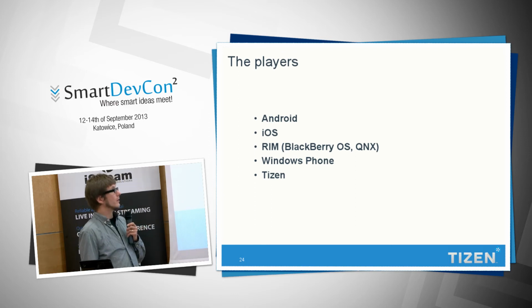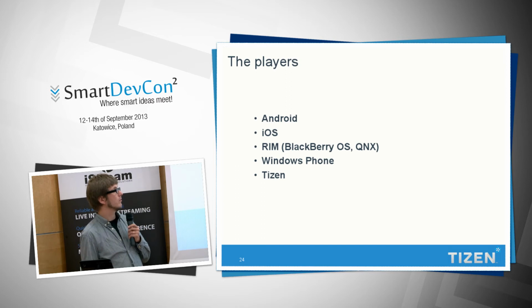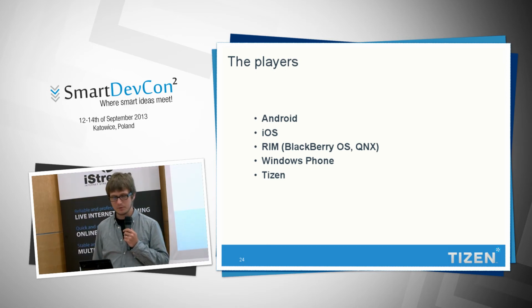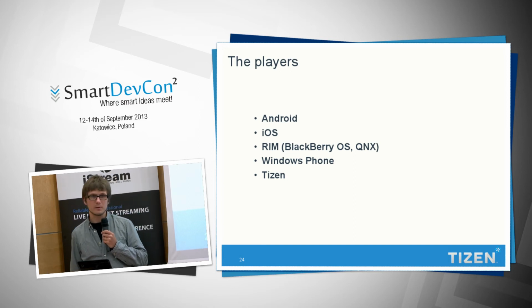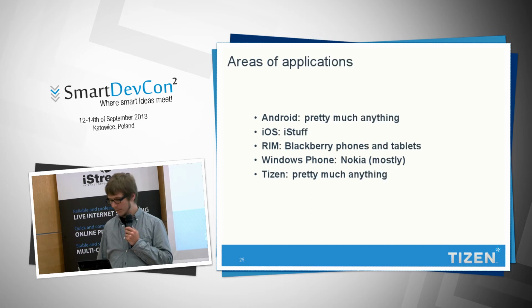Tizen, on the other hand, is a new kid, maybe not the first mobile operating system because recently Firefox OS has been released, but it is one of the first mobile operating systems to support HTML5 applications. We will see what happens. This is something we don't know what's going to happen.